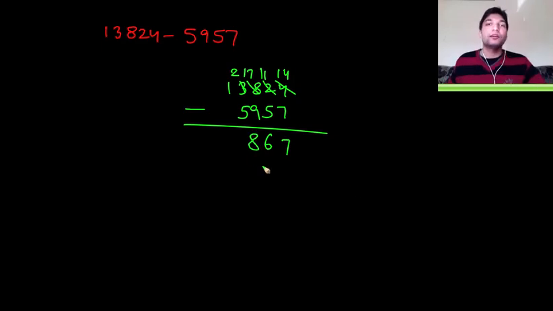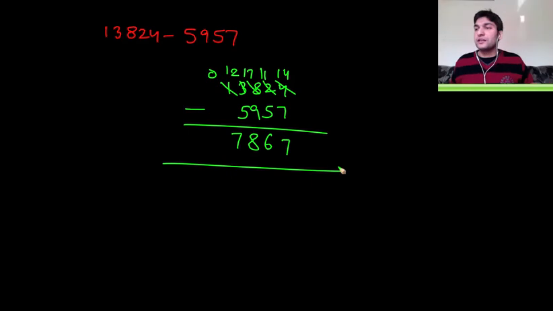So 8 will be here. That friend himself has become so poor that he needs to take money from the next. So his friend is very good. He gives him everything that he had. So 1 became 0, and this 2 became 12. So 12 minus 5 will become 7. So the answer is 7867.